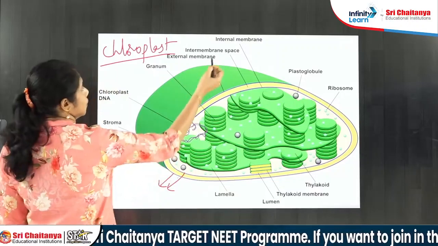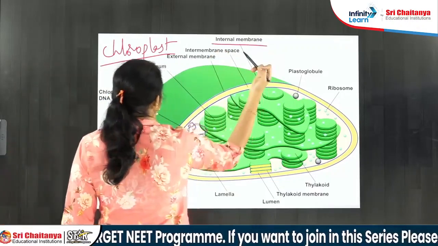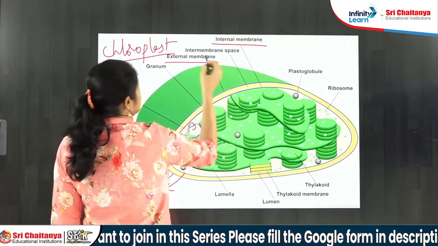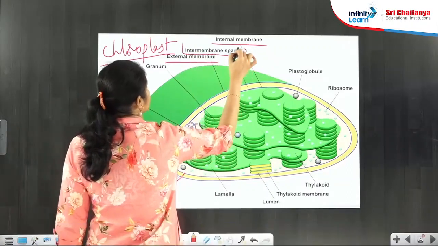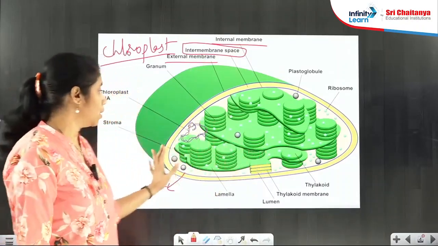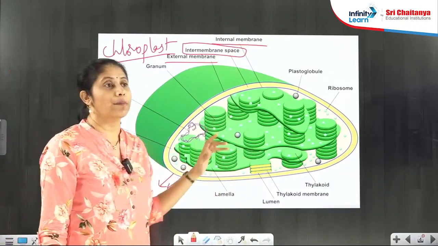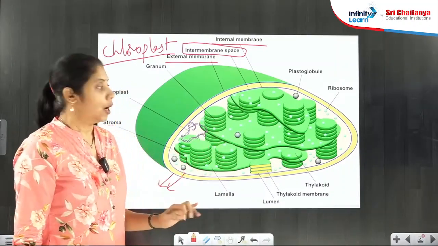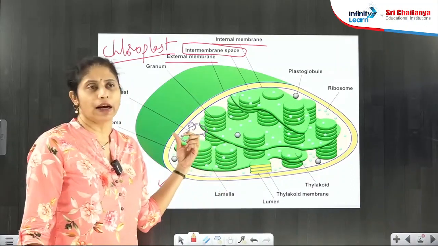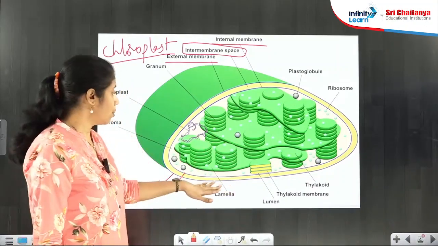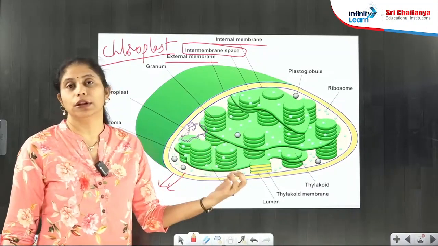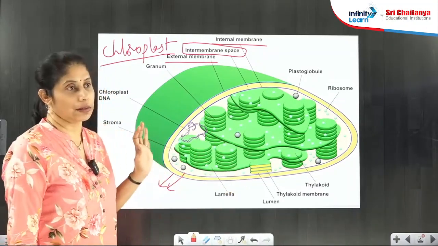You can see here the internal membrane and external membrane, nothing but inner membrane and outer membrane. The space present between them is called intermembrane space. Already you have learned that same thing. But here the point is both the membranes are continuous. Outer membrane is permeable, inner membrane is selectively permeable, a little bit less permeable. Outer membrane is more permeable than the inner membrane. That point applies for both the mitochondria and chloroplasts.